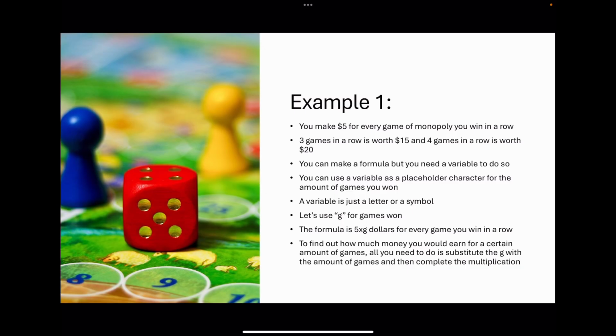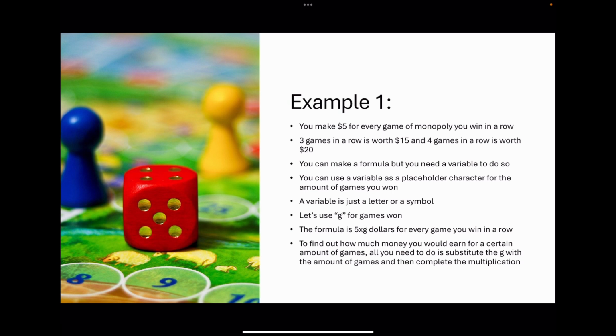Example 1. Let's say your friend will give you $5 for every game of Monopoly you win in a row. That means if you win 3 games in a row, you get $15, and if you win 4 games in a row, you get $20. You can just calculate it like this, or you could also make a formula. But for a formula, you need a variable.